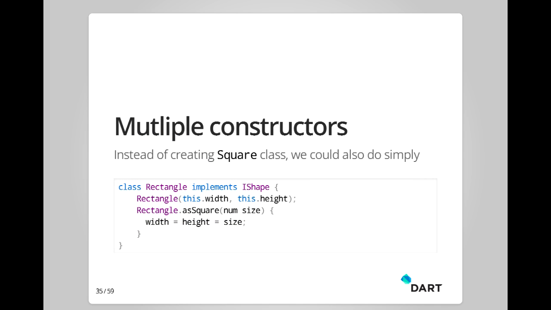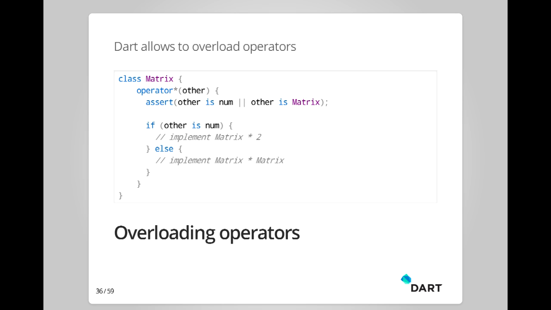Dart doesn't have method or constructor overloading. But it has a feature called multiple constructors or named constructors. So we have a generic rectangle constructor, but also defined here a square constructor, which basically accepts one parameter, which is size, and will create a squared rectangle. And another cool feature is Dart allows us to overload operators. So for example, we have a class matrix. We can overload the multiplication operator and implement the multiplication by number or by another matrix.